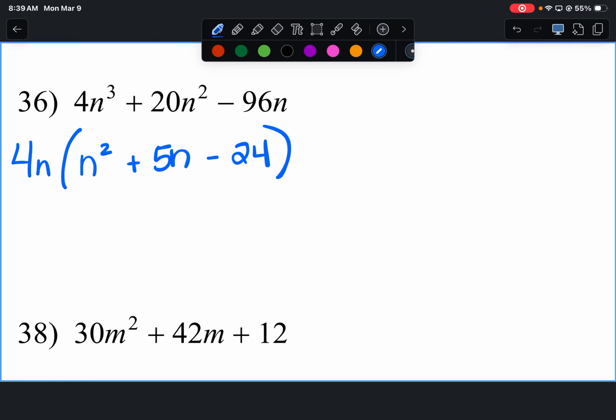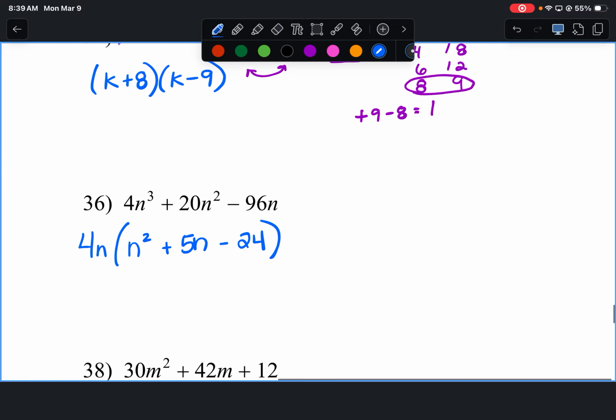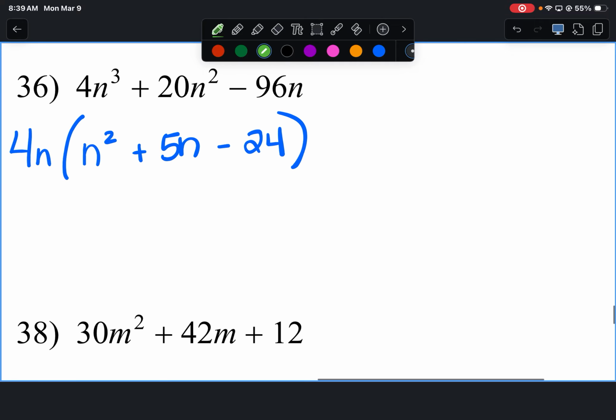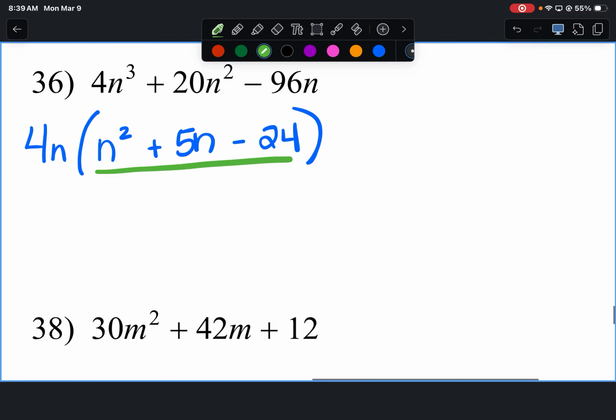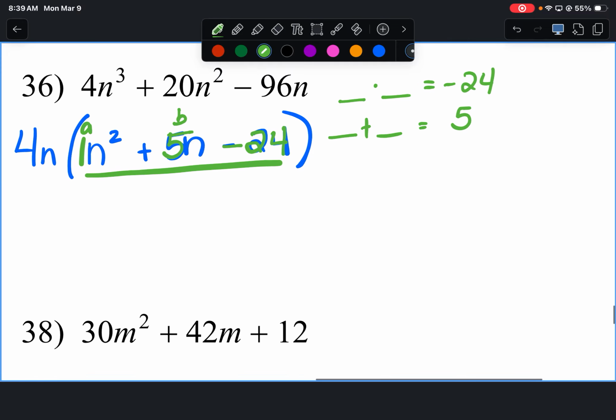So now, inside of there, we have a trinomial. So we have to factor that. What is our A? What is our B? What is our C? So that is what we use to factor. We have to figure out what multiplies to give us A times C. What is A times C? And we have to figure out what adds to give us our B. What is our B? Okay, what multiplies to give you negative 24 but adds to give you 5?